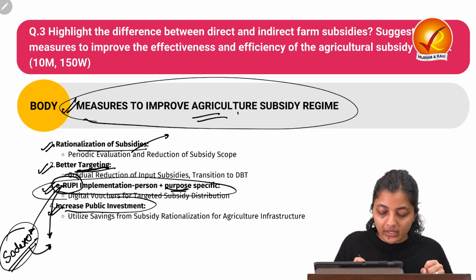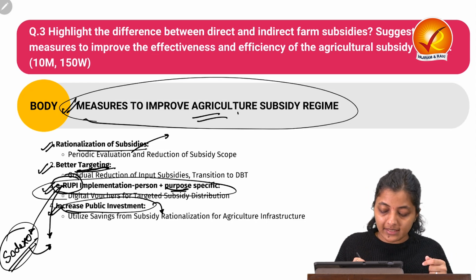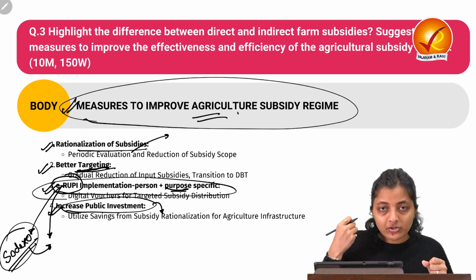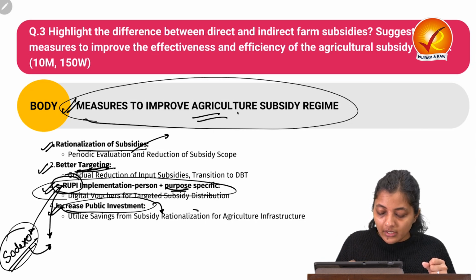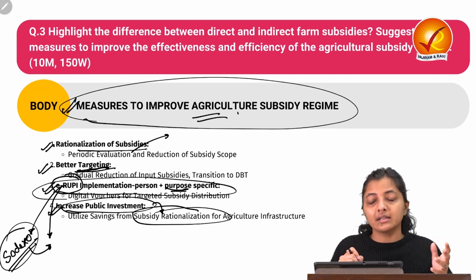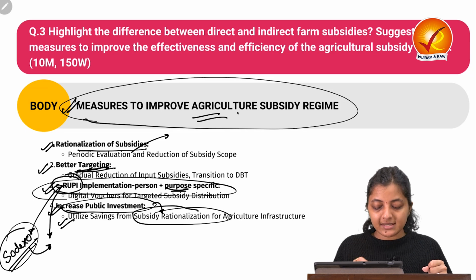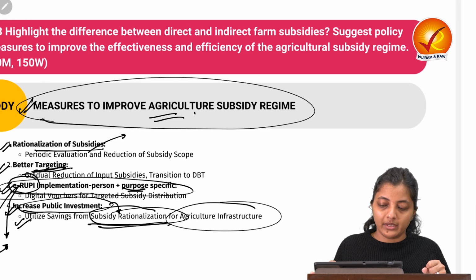Next is about, we need to increase the capital expenditure or the public investment in the agriculture sector, so as to make some structural reforms, and also to increase the agricultural output, so that its share in the Indian economy or India's GDP would increase. So we need to utilize our savings from the subsidy rationalization for agricultural infrastructure development.